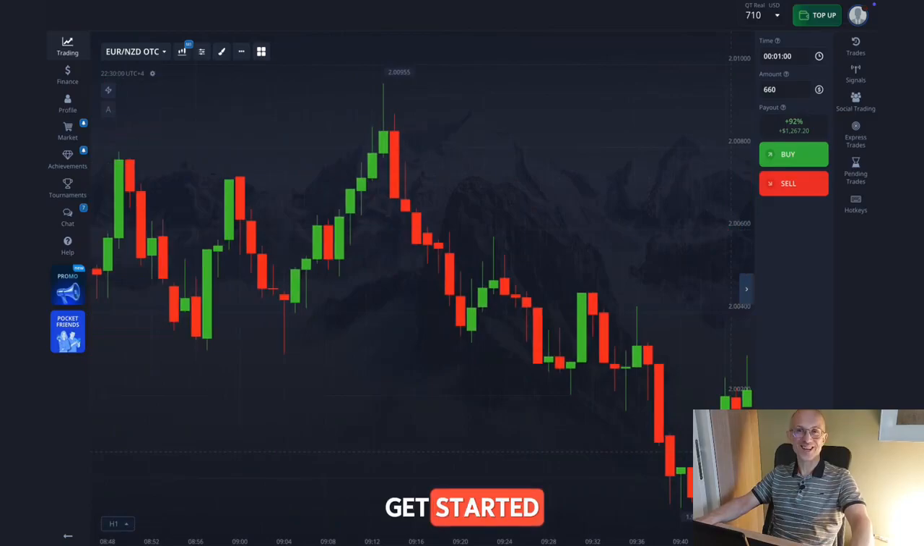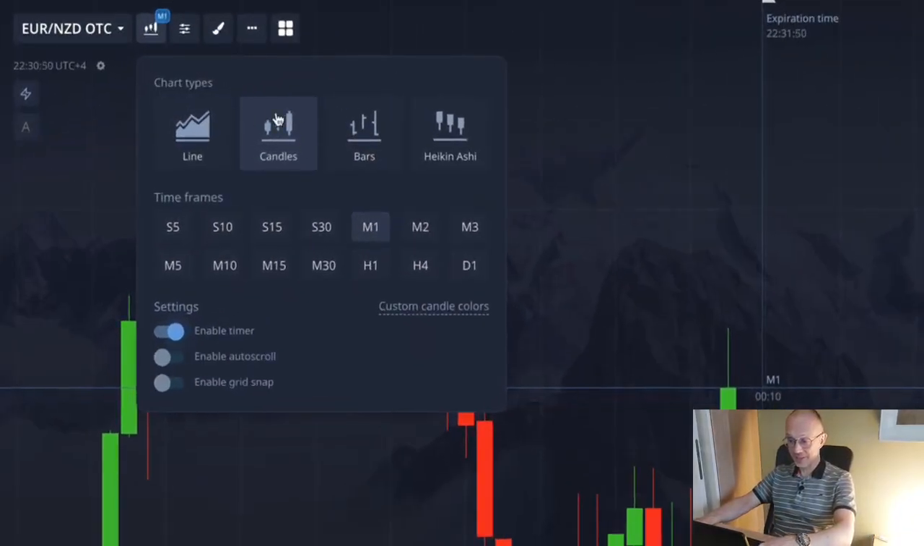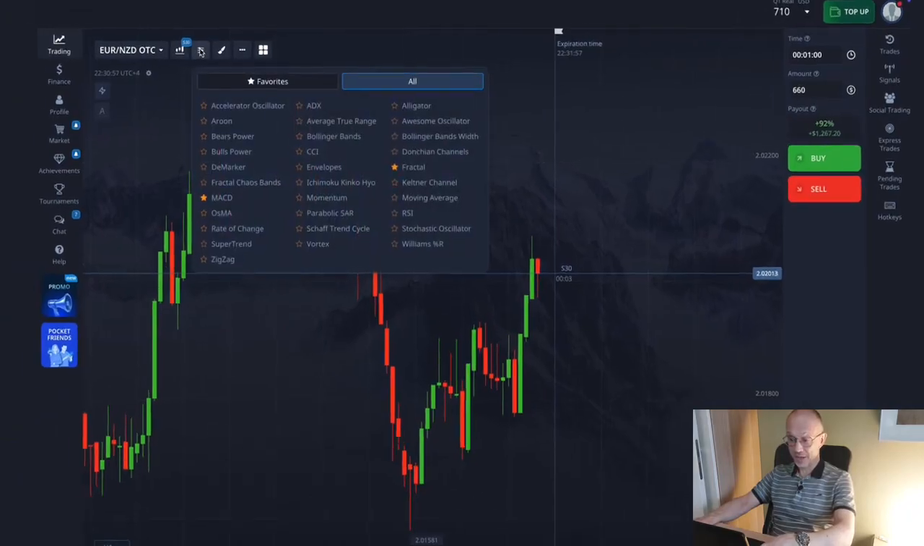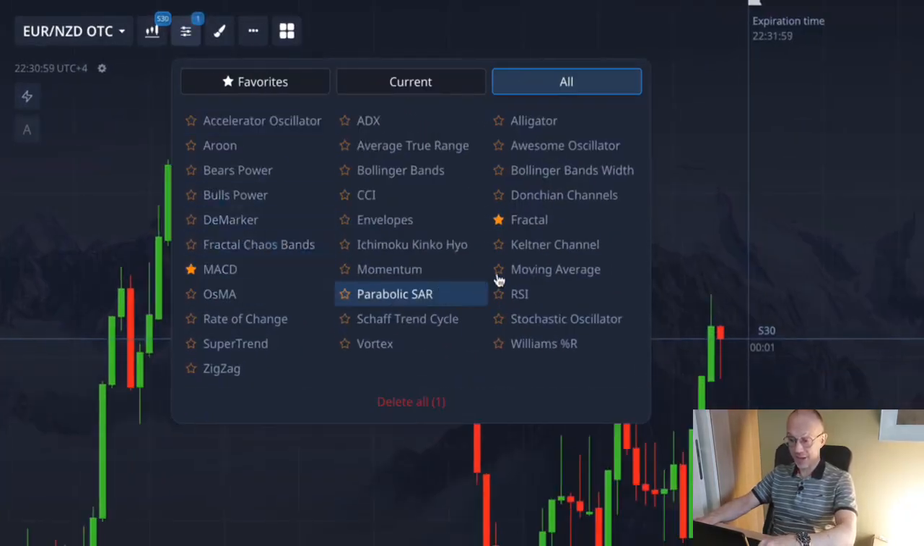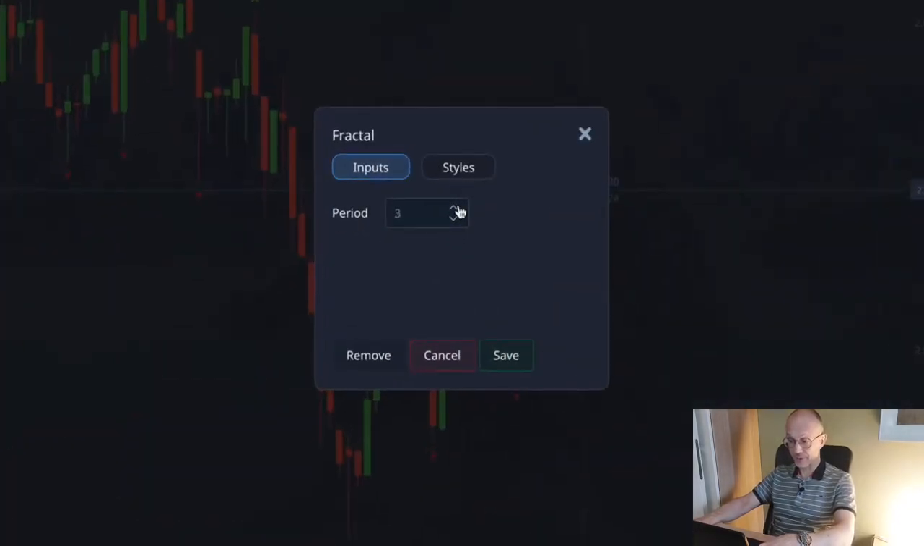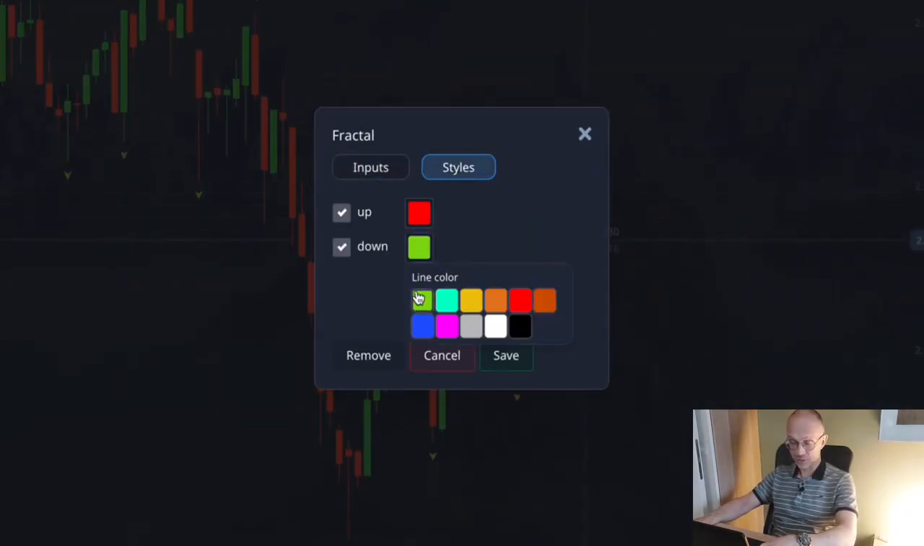So let's get started. First, let's prepare the tools for work. I'm setting classic candles. The time frame is 30 seconds. Let's go to the Indicators tab and select the MACD and the fractal. Let's configure the fractal first. Set the period to 3. Go to Style, set the upline to red and the downline to green. And save.